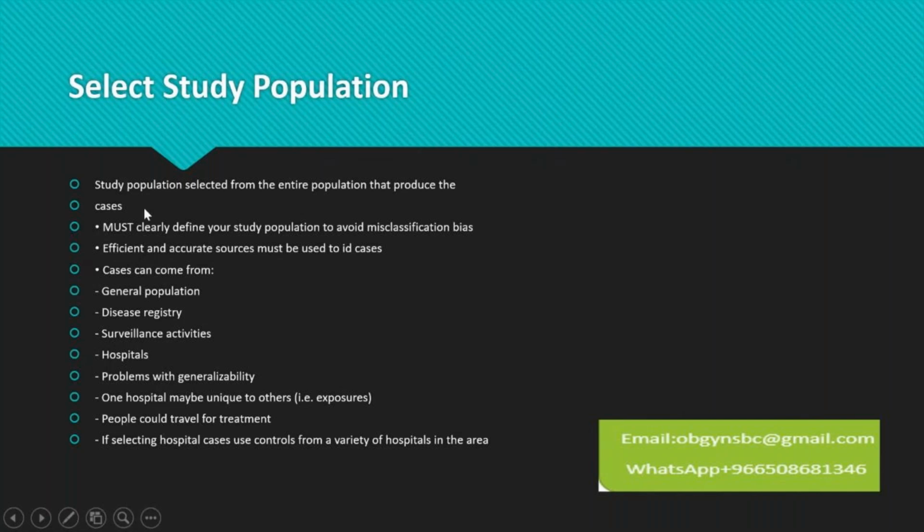And in the study population, sometimes people travel to another place for treatment. So you will have to see where they have come from and what type of risk factor they were exposed to. If selecting hospital cases, then you should use controls from a variety of hospitals in that area, just to decrease the chances of having bias.